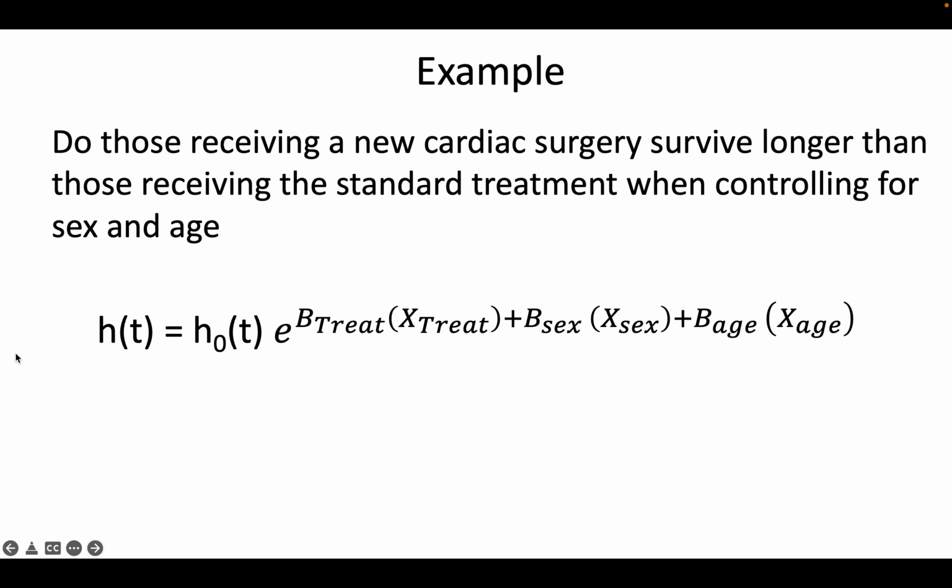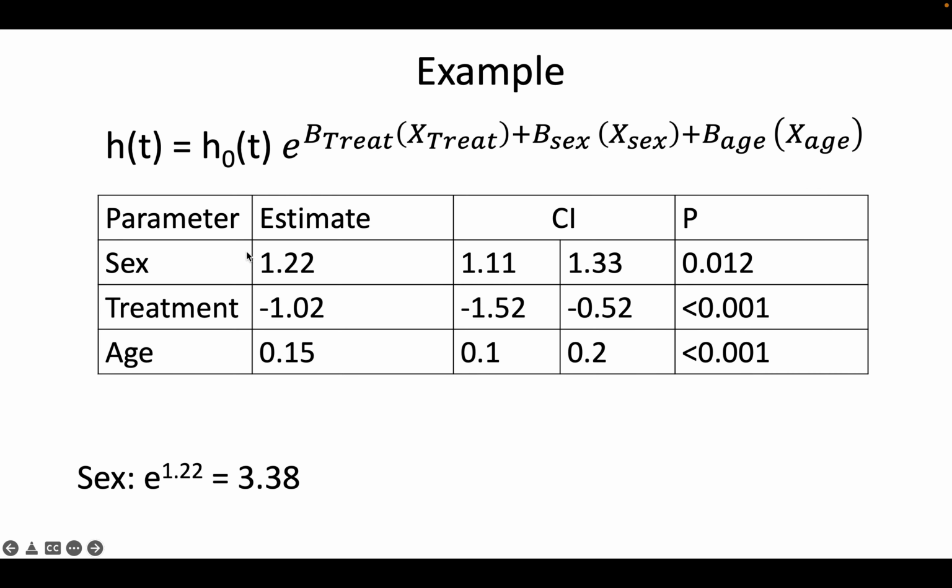And this would be our model, where the observed hazard is a function of this baseline hazard, the effect of treatment, the effect of sex, and the effect of age, that are all increasing or decreasing our baseline hazard. Let's just say we got this output. For sex, we got a coefficient of 1.22, significant. Treatment, -1, significant. Age, 0.15, significant.